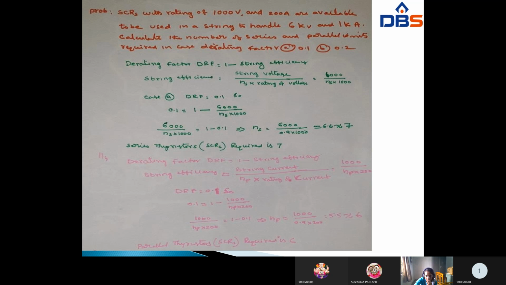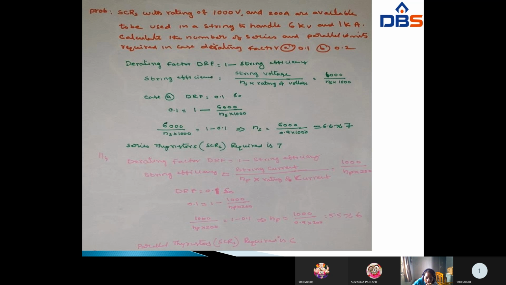So string current will be 1000. 100 means 1 kV, that means 1000 by number of parallel thyristors into rating of a current. So derating factor will be here 0.1. So in first case, 0.1, we have to calculate series thyristors and parallel thyristors.